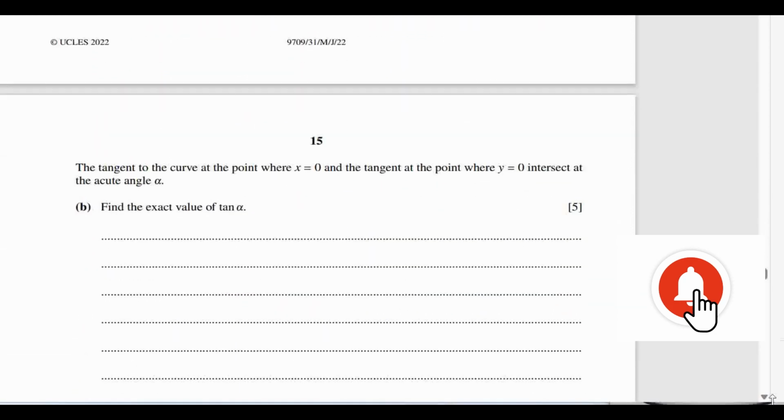Yes, this one. Now, as we can see, the tangent to the curve at the point where x is equal to 0 and the tangent at the point where y is equal to 0 intersect at the acute angle alpha. Okay, so first of all, we need to understand the question, and the question is that we have two tangent lines. This is the first line, and this is the second line, and they intersect at this point.